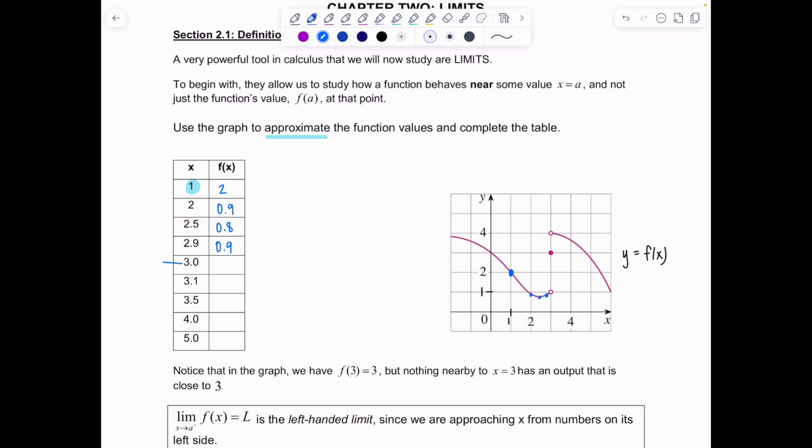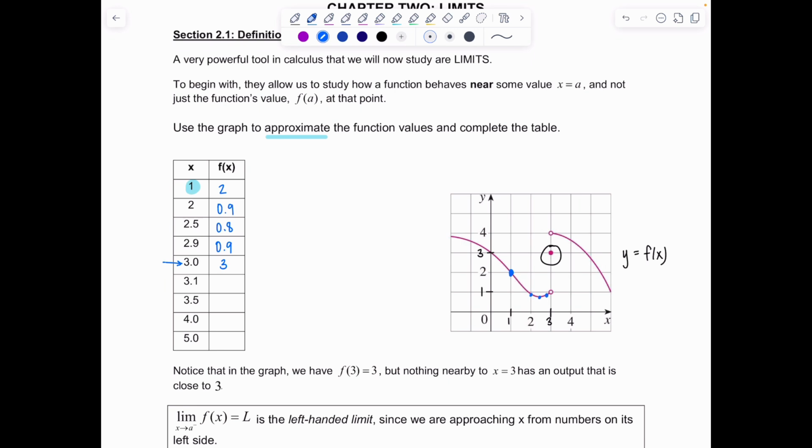When x is 3, what is the function's value? Well, it's not 1, because you see how there's an open circle right there? There's also an open circle here and a closed circle here. The function's value is where the closed circle is. That's what it's actually equal to. So when x is 3, the y value, the function's value, is 3. Very good. Okay, continuing on.